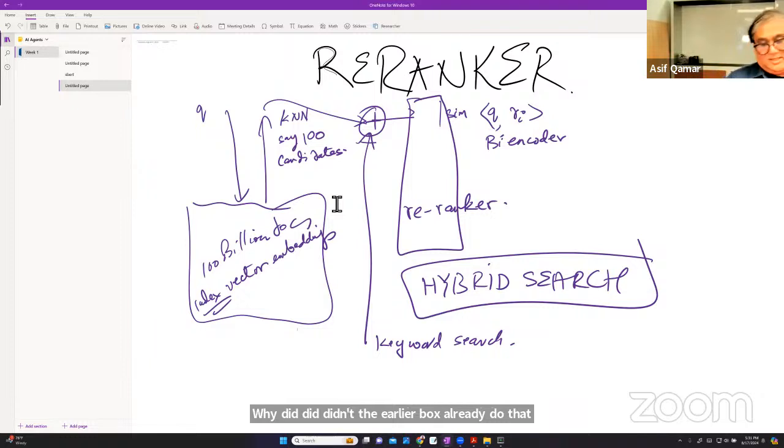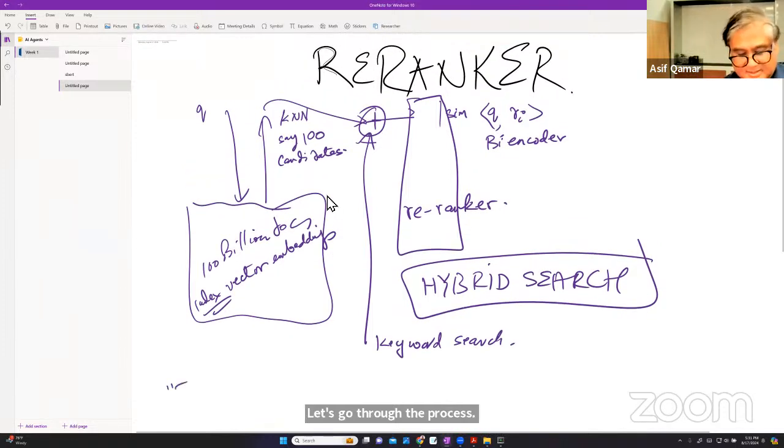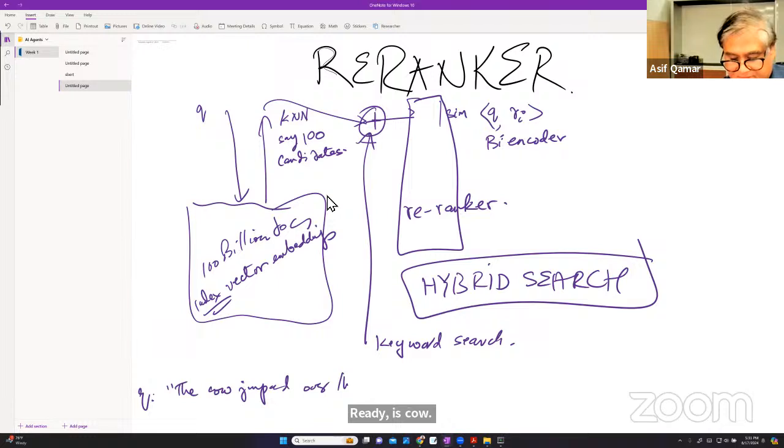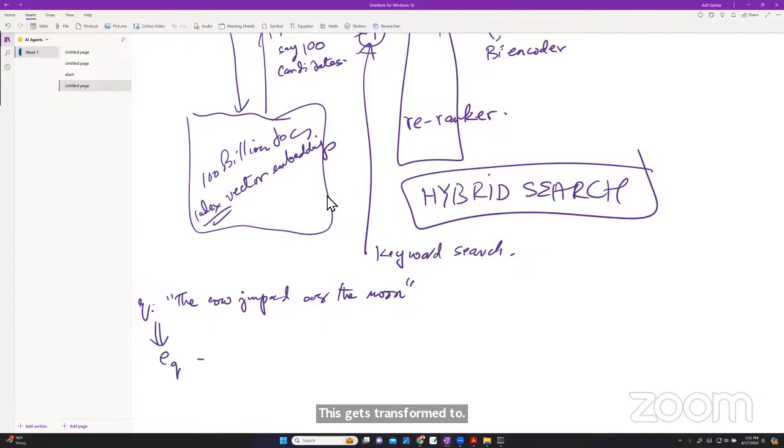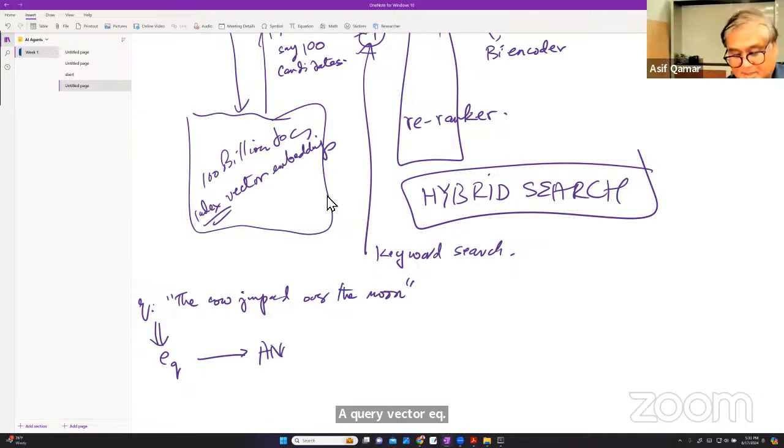No, you didn't get it. So okay, let's go through the process. You give it a query text: the cow jumped over the moon. This is your query. This gets transformed to a query vector, EQ. EQ is given to ANN. What will ANN return? IDs, document IDs or chunk IDs.